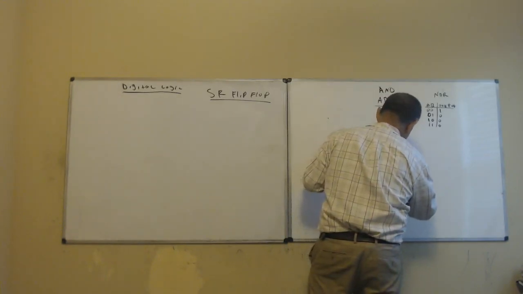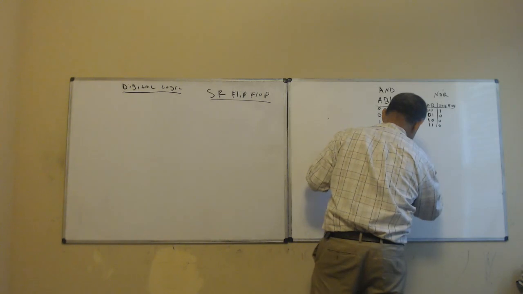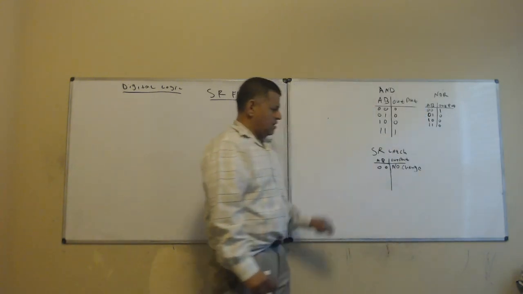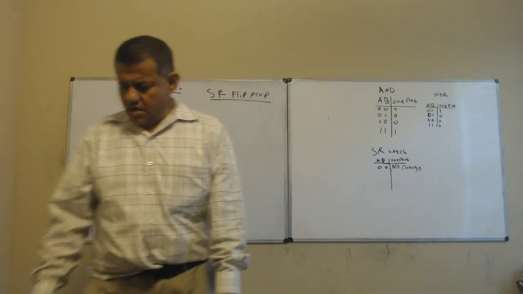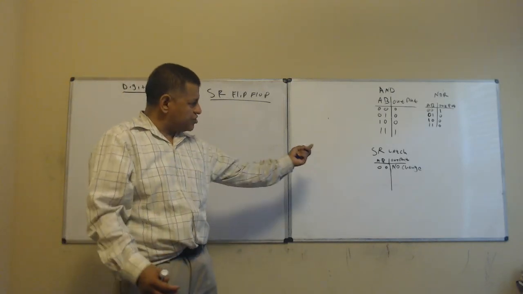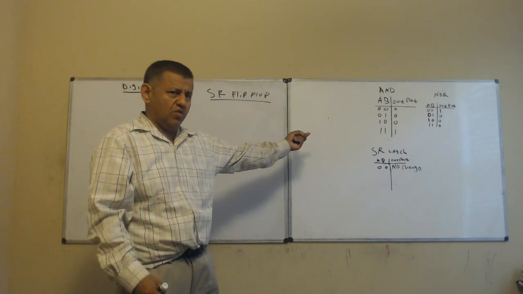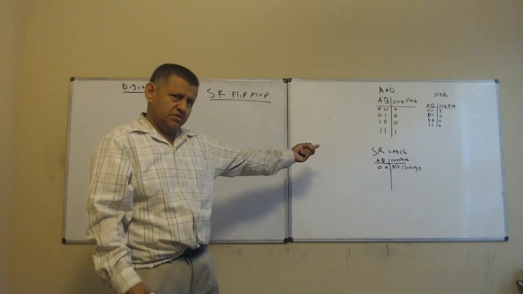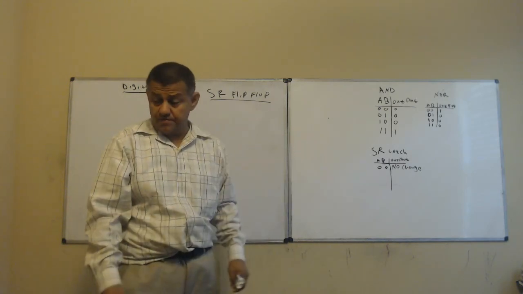No change. If the previous state was 1, of course it's going to stay 1 even though there is no input. A and B are equal to 0.